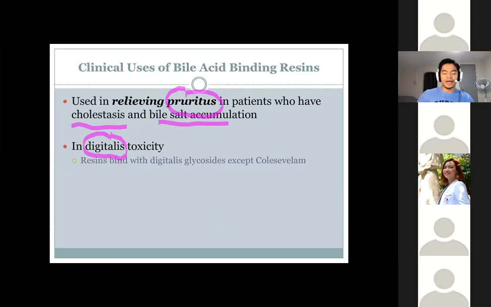Yes. So, effective ba yun during toxicity? Yes, of course. Okay? Kaya pwedeng gamitin. However, it does not include cholesevelam. Okay? It does not include cholesevelam.